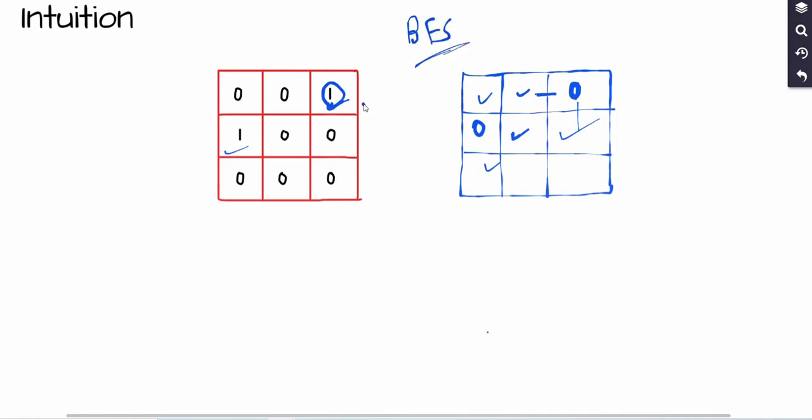So what do we do in BFS? We start from a source vertex or vertices, then we explore their adjacent vertices, and we keep on doing so. Fine. So BFS is a strategy which we will be using to solve this problem. So let's see how we can do that.